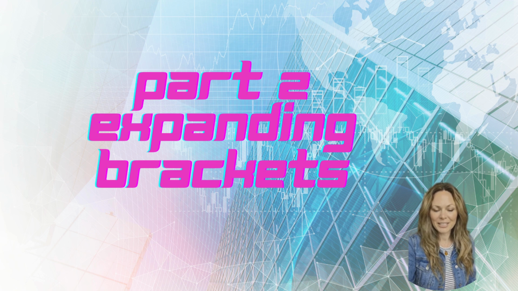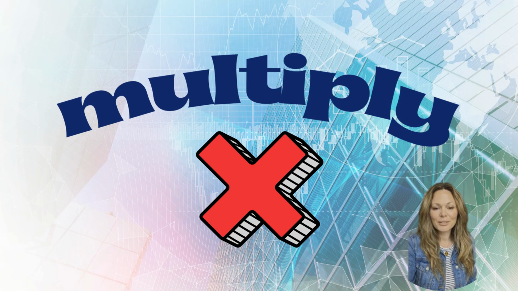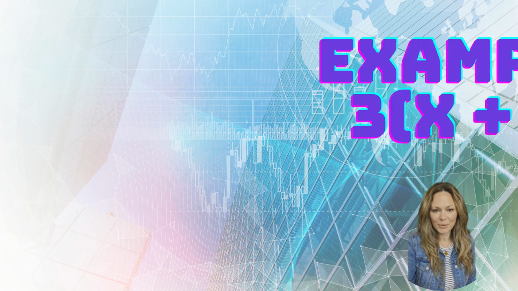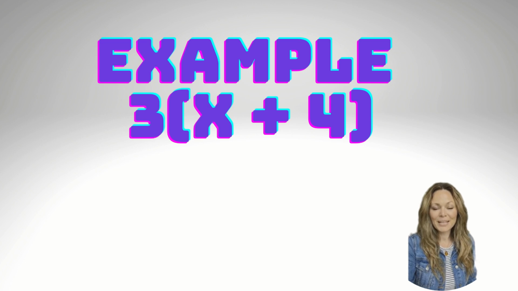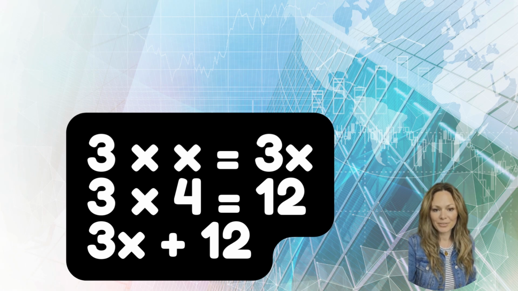Next, we look at expanding brackets. When expanding brackets, we multiply the number outside the bracket by everything inside the bracket. For example, 3 multiplied by x plus 4. We multiply 3 by x, giving 3x, and then multiply 3 by 4, giving 12. So the answer becomes 3x plus 12.